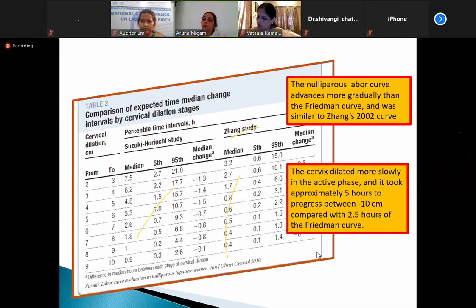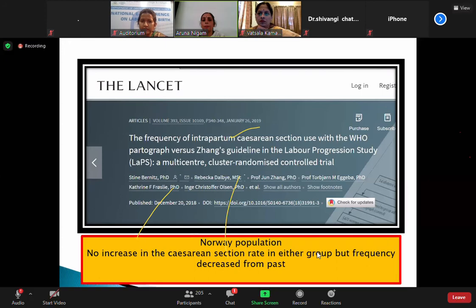The cervix dilated more slowly in the active phase, and it took approximately 5 hours to progress between 2 and 10 centimeters. This is the study published. I am just showing you because this is the study published in the Lancet, a very famous study. In a Norwegian population, a multicentric prospective study, they compared the WHO partograph with Zhang's guideline, and they found there is no increase in cesarean section rate in either group, but frequency decreased from the past.